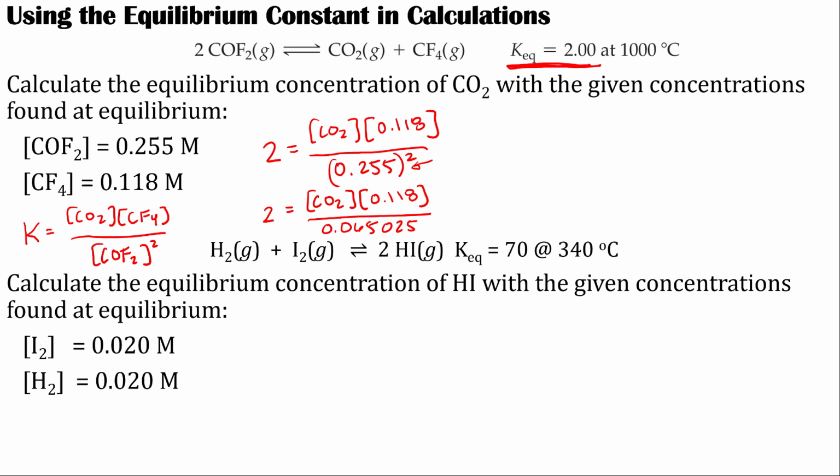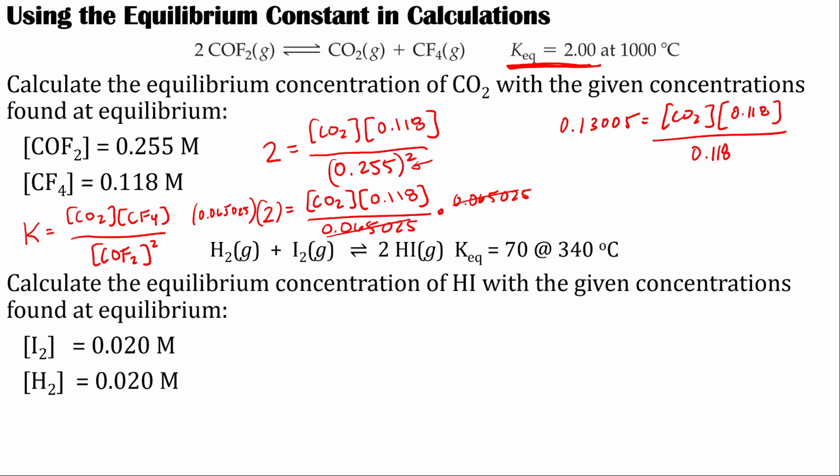So now, because I want to solve for the CO2, I'm going to multiply both sides by 0.065. So I get 0.13005. And then I'm going to divide both sides by 0.118. And I get 1.102. So sig figs, it would be 1.10.